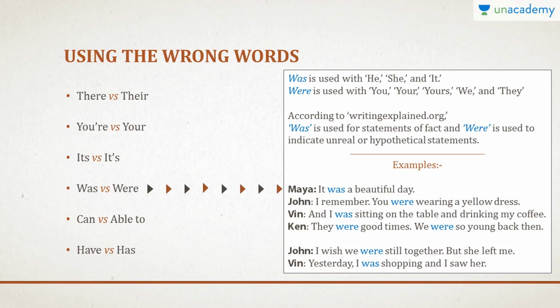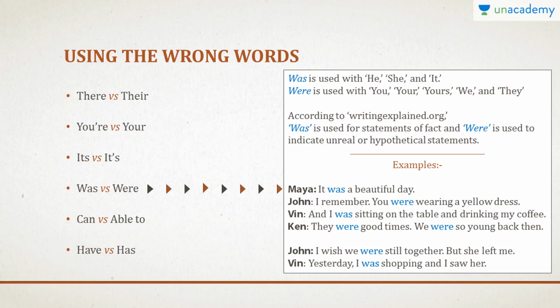Maya says, it was a beautiful day. Then John says, I remember you were wearing a yellow dress. Vin says, and I was sitting on the table and drinking my coffee. Ken says, they were good times. We were so young back then. And John says, I wish we were still together, but she left me. Vin says, yesterday I was shopping and I saw her.